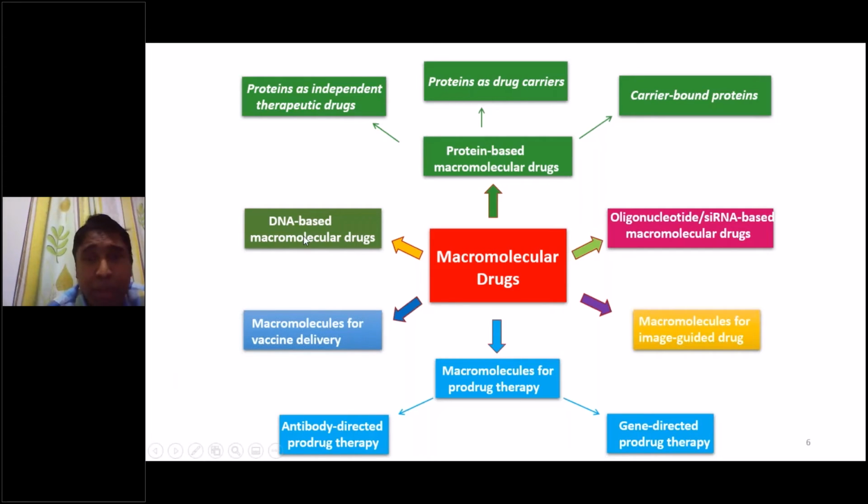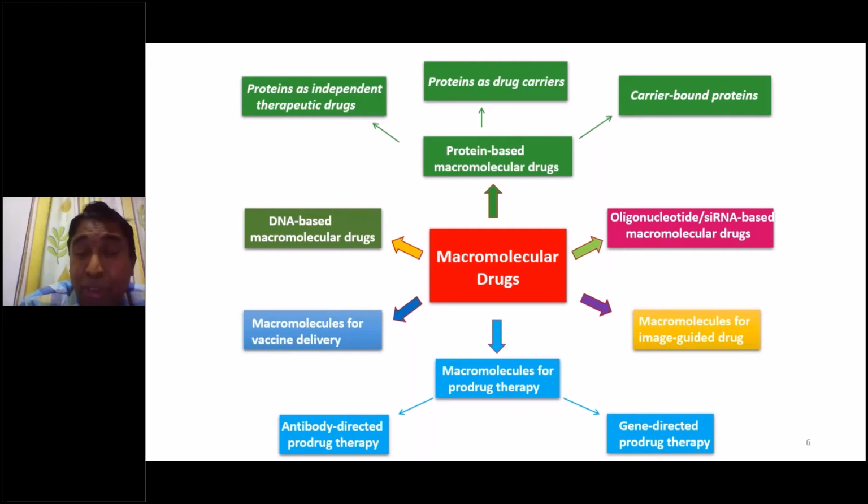Another application is DNA-based macromolecular drugs. It's a part of gene therapy. Many genetic diseases and acquired diseases are caused by mutations or dysfunctions of genes. Even in cancer, important genes like p53 and other tumor suppressor genes are mutated. So if you can deliver genes like tumor suppressors, it can be a treatment option.